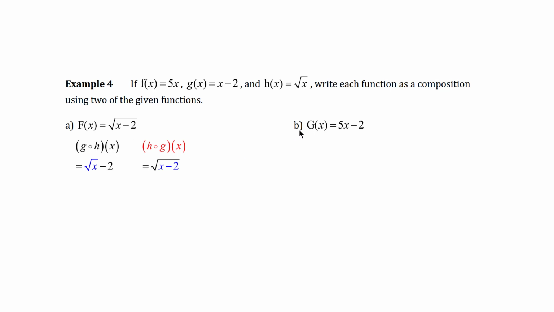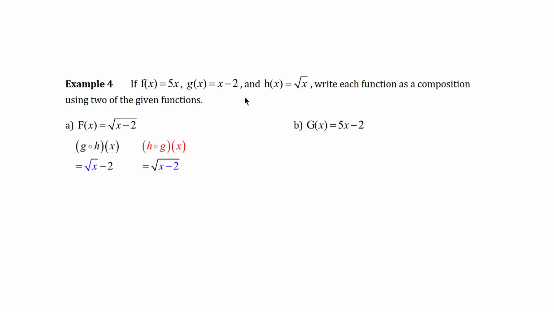Moving on to part B, we have capital G of x equals 5x minus 2. Again, we need to figure out which two functions' composition results in the function capital G of x. In order to create this function, it looks like we need a 5x and an x minus 2. So we're going to use the two functions f of x and g of x.